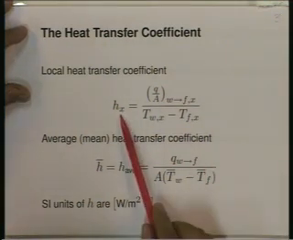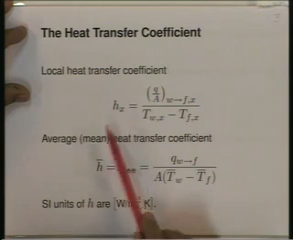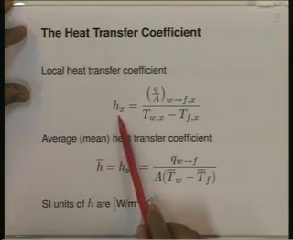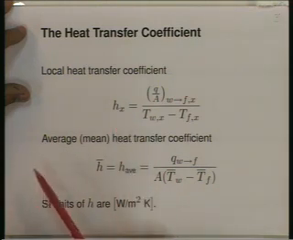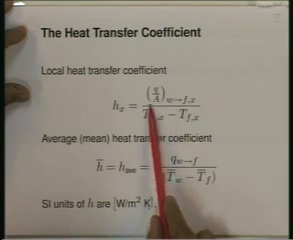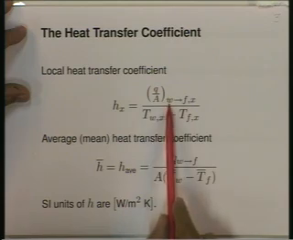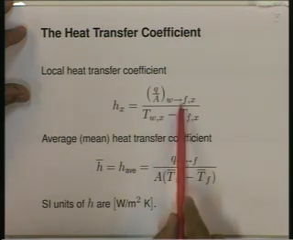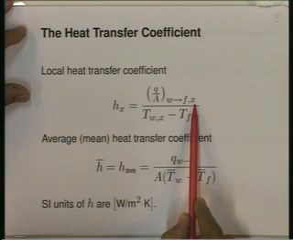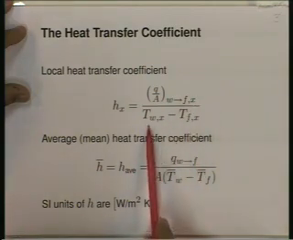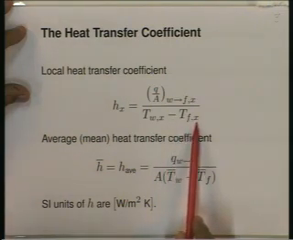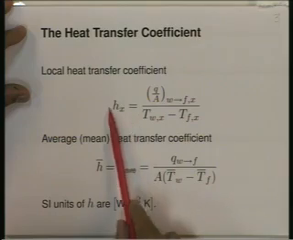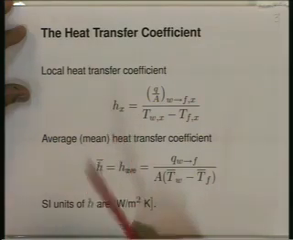The local heat transfer coefficient may vary from one position to another, so we generally use a subscript x denoting the position for h. Hx is the local heat transfer coefficient, which is a ratio of the wall heat flux from the wall to the fluid at that location divided by the temperature of the wall at that location minus temperature of the fluid at that location. Notice that the heat transfer coefficient is always defined as a positive number.